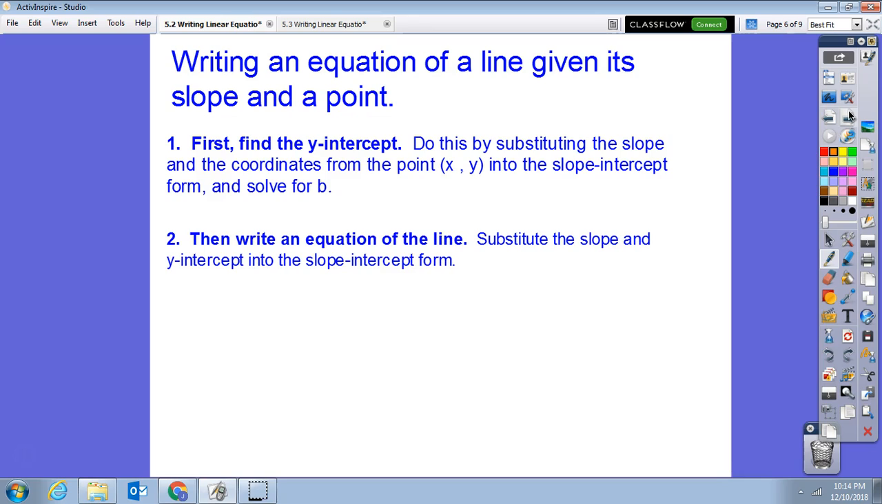If you would like to have some steps, this is what I'm doing. First, I'm finding the y-intercept. I'm doing this by substituting the slope and the coordinates from the point into the slope-intercept form, or you can use the point-slope form, and I'm solving for b. Then I write my equation of my line.